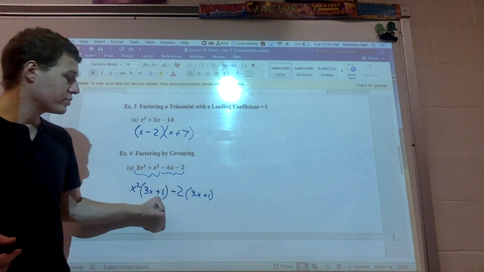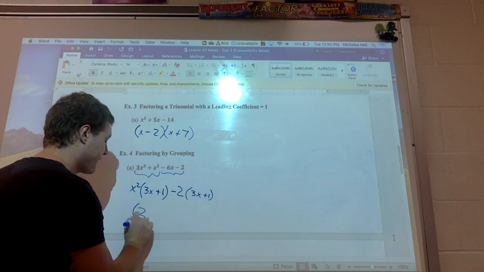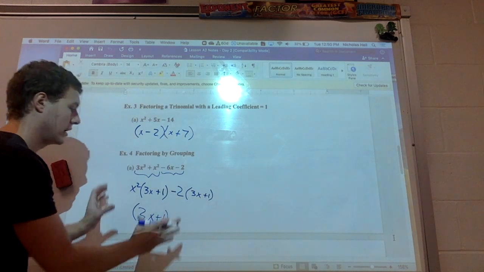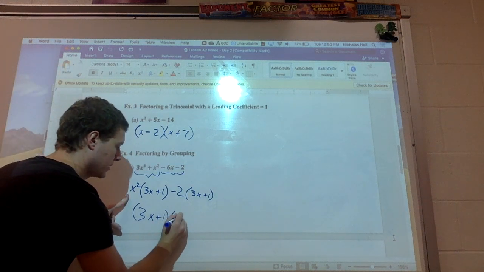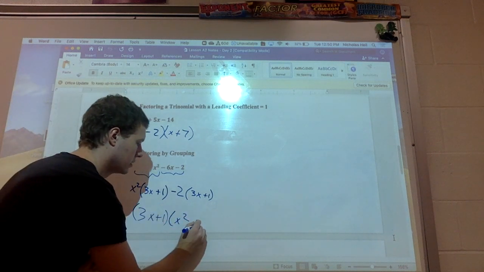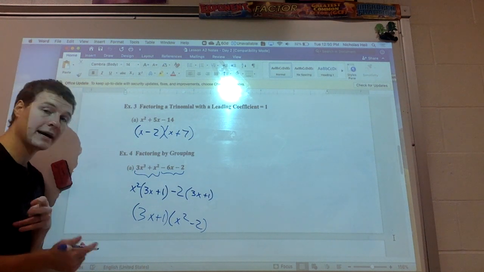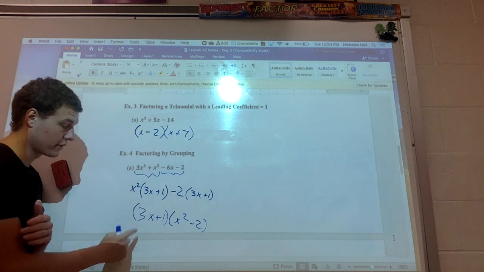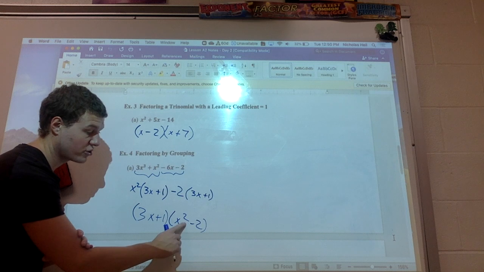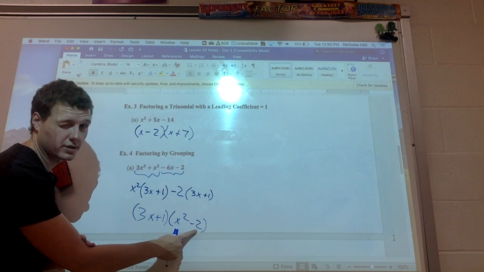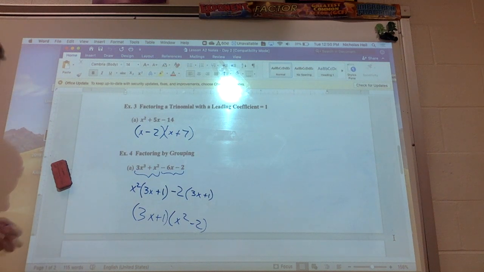So now I'm actually going to factor again. I have a 3x plus 1 here and a 3x plus 1 here. If I take both of those away, or I should say factor it out from both of these terms, what am I left with? Well, there's an x squared here and a minus 2 here. And that's exactly how you're going to factor by grouping. Now, it's always a good idea to see if you can go further. This is just an x term, so I know I can't do anything there. I do see an x squared minus 2, but unfortunately the 2 isn't a perfect square, so I can't go any further with that. That is your answer.